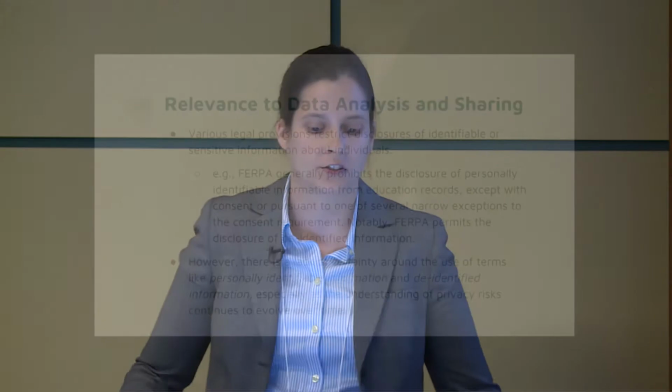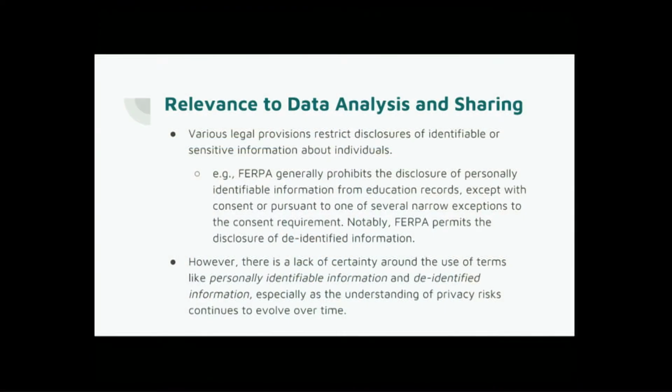And privacy is relevant to data analysis and sharing. Various legal provisions restrict disclosures of identifiable information or sensitive information about individuals. An example of this is FERPA, which generally prohibits the disclosure of personally identifiable information from education records, except with consent or pursuant to one of several narrow exceptions to the consent requirement. For example, FERPA permits the disclosure of de-identified information. However, there's a lack of certainty around the use of terms like personally identifiable information and de-identified information, especially as the understanding of privacy risks continues to evolve over time.